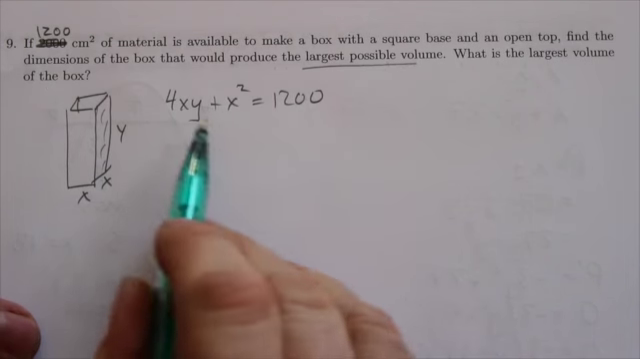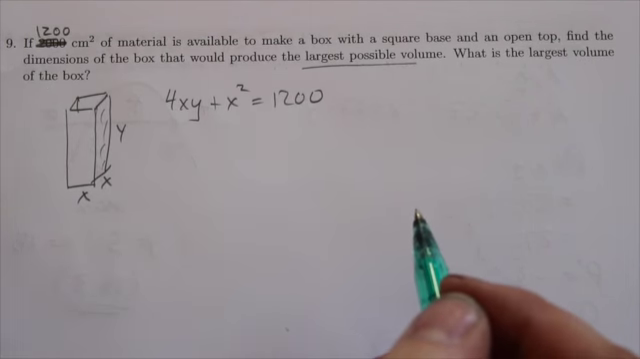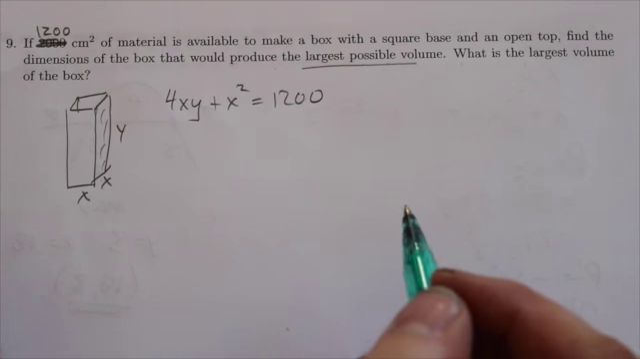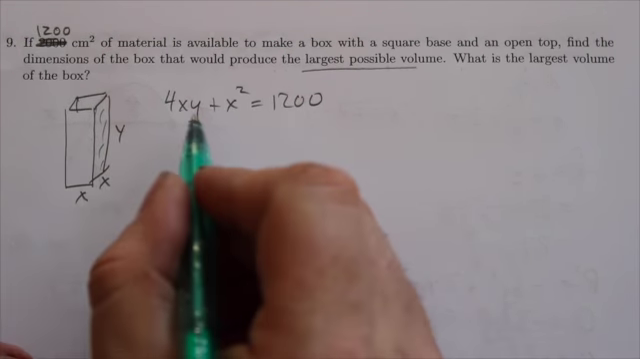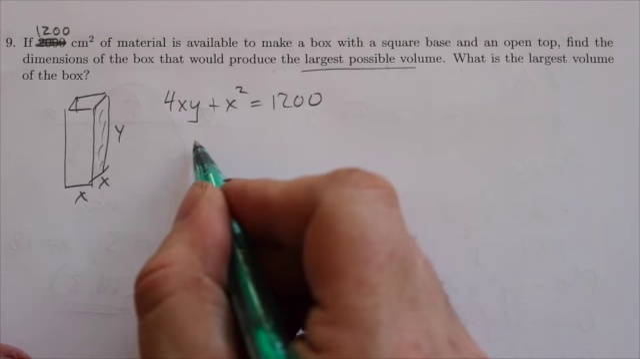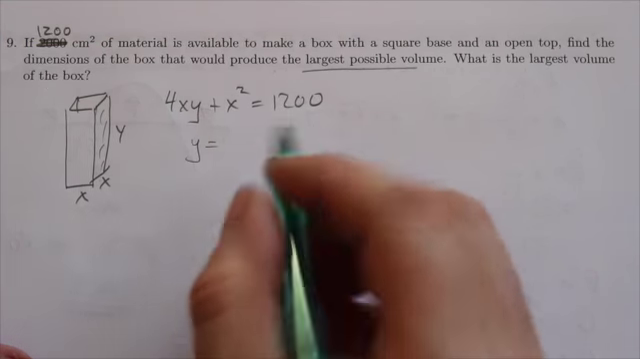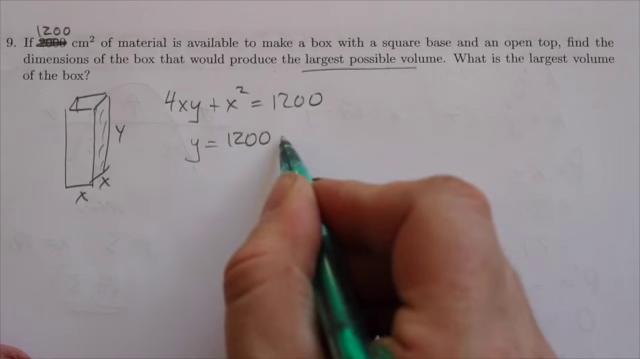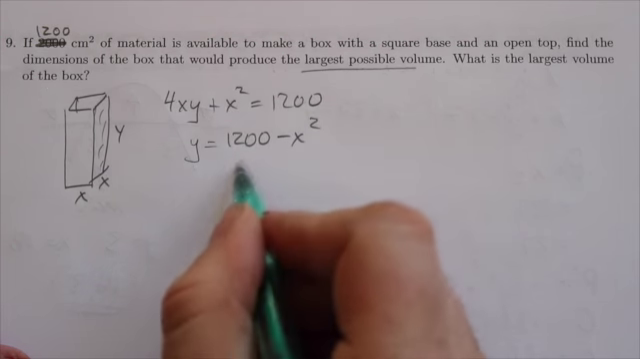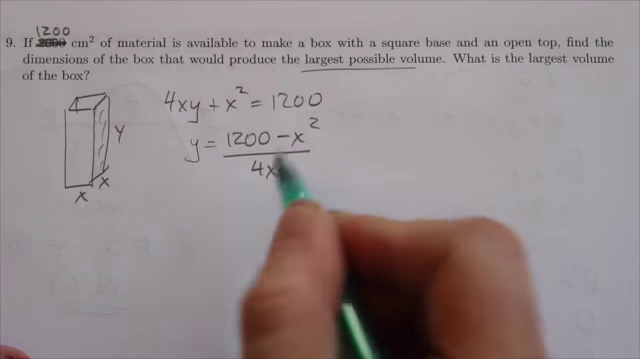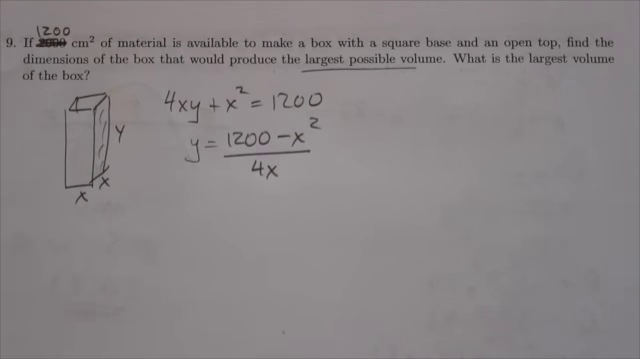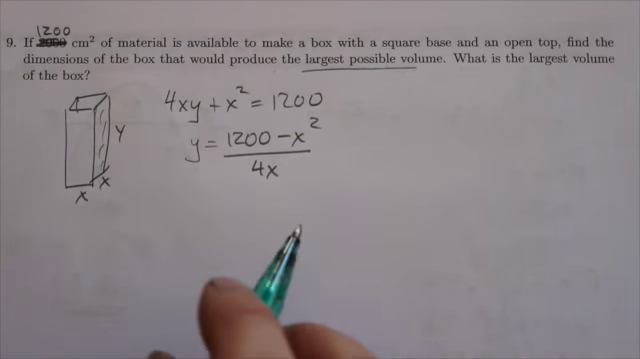Now based on what I'm seeing here, I've got a beautiful relationship between x and y. I am anticipating having to isolate one of those variables, and I'm going to isolate the y here. And so to do that, I'm going to bring the x squared term over and then divide by 4x. So this becomes 1200 minus x squared, divided by 4x. And so that's what y is equal to.